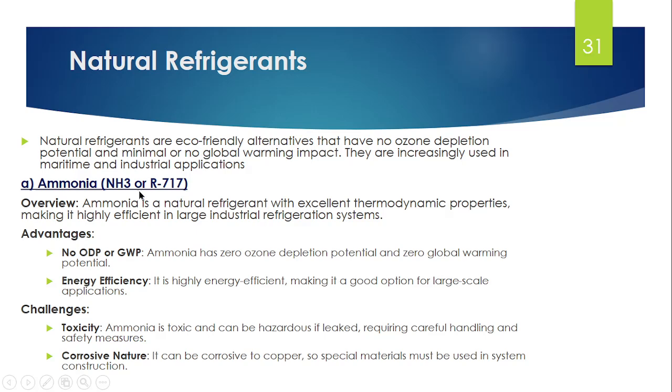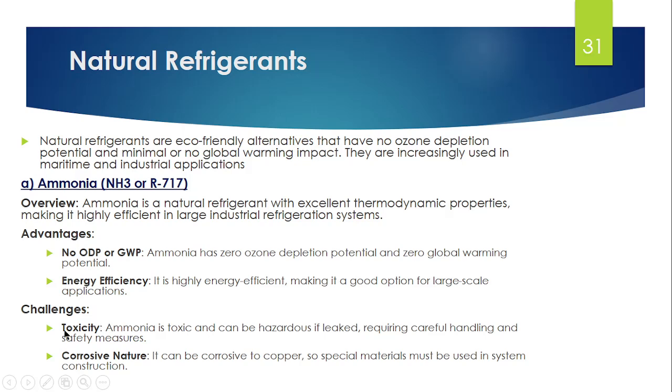So those refrigerants are, first, ammonia. Ammonia has excellent thermodynamic properties, and it is being used in today's world in industrial refrigeration systems. So in industrial refrigeration systems in today's world, ammonia has been used. And what are the advantages? As I have told you, no ozone depleting substance, no global warming potential. The energy efficiency of ammonia is very good, and therefore it is used in large scale industry.